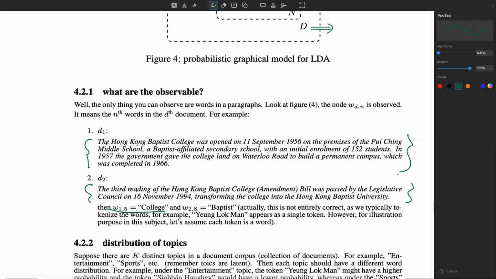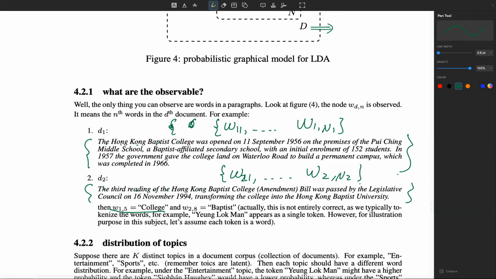These are the only observations you have. You have W1,1 to W1,N1. You have W2,1 to W2,N2, because they have different numbers of words. So you should have something like W1,1 to W1,N1, and then W2,1 to W2,N2.